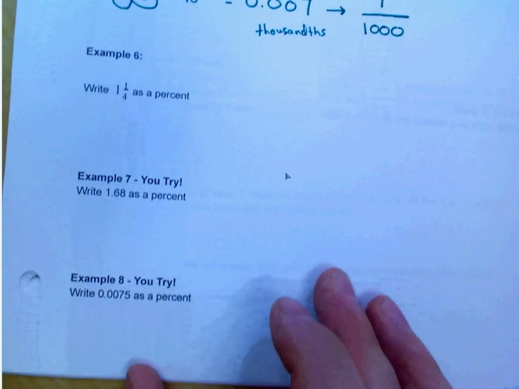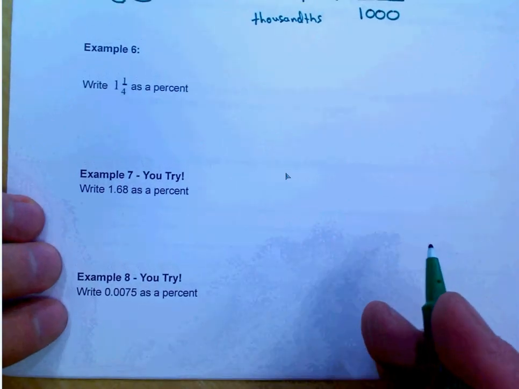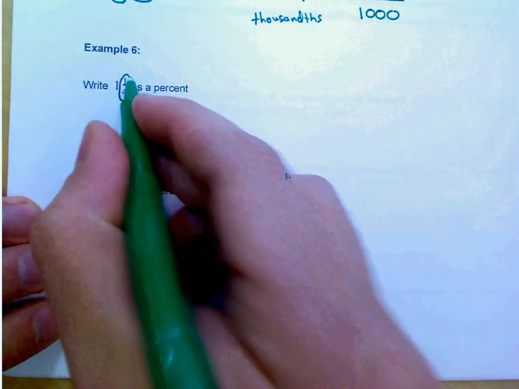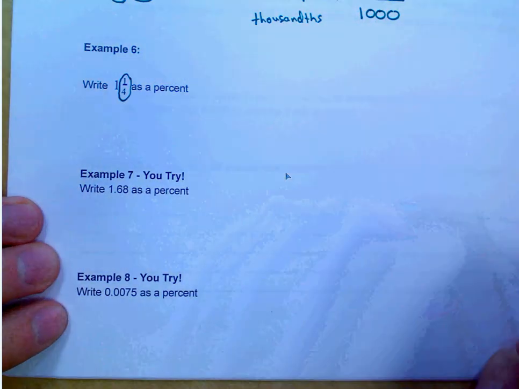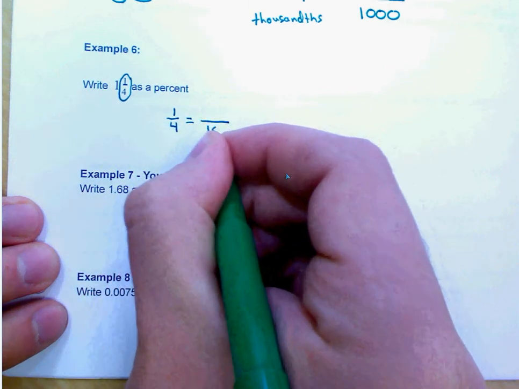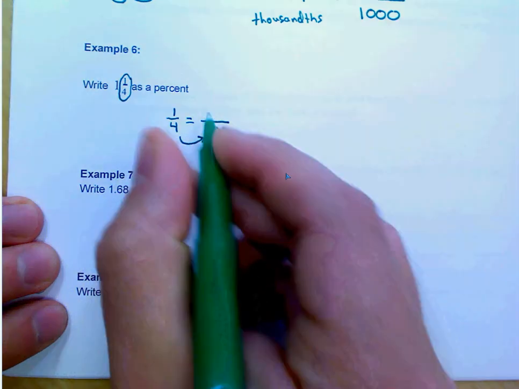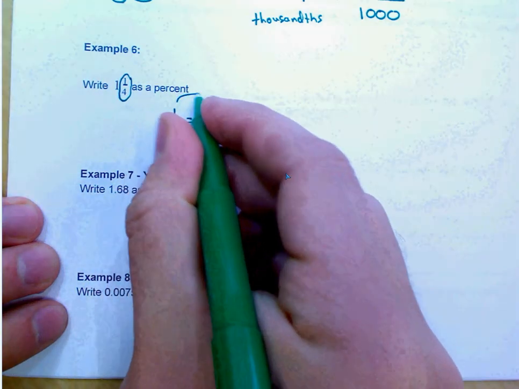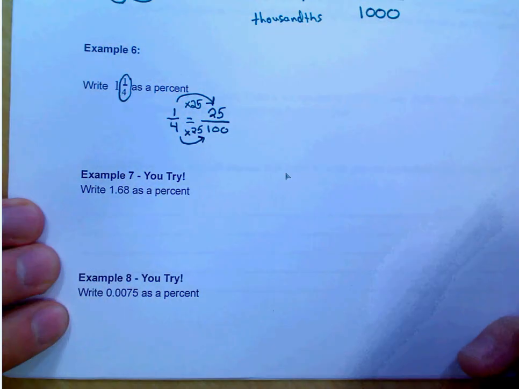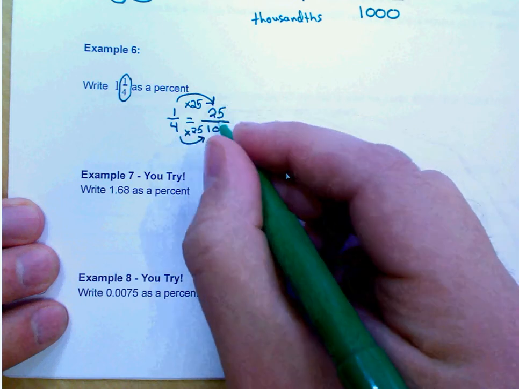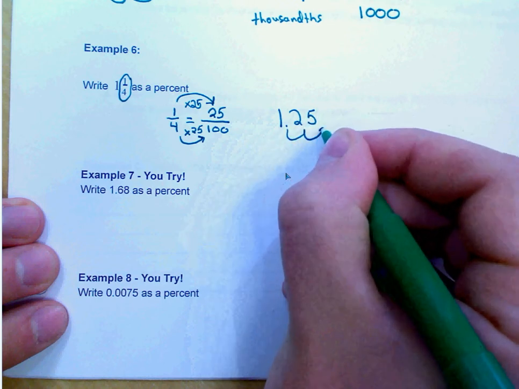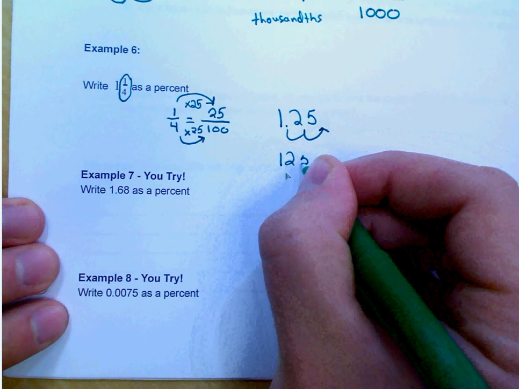Example 6, write 1 1/4 as a percent. So right now, we're going to focus only on that fraction, because percent means out of 100. So we're going to change 1/4 to its equivalent fraction over 100. Multiply this times 25. What we do to the bottom, we do to the top. So I have 1 25/100. We move it to the right 2 spots, and we have 125%.